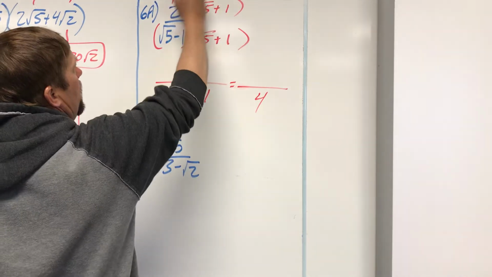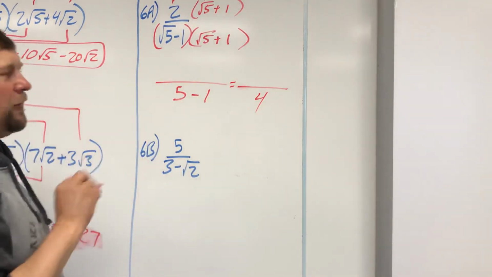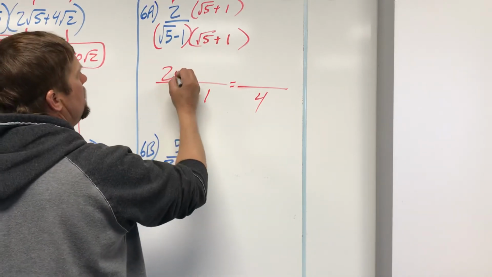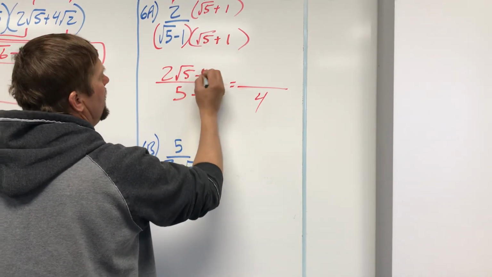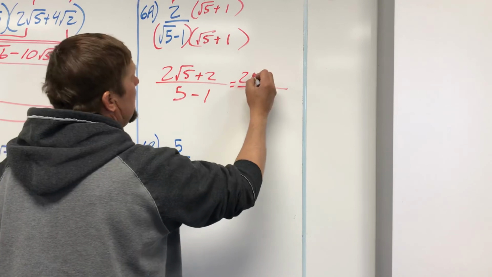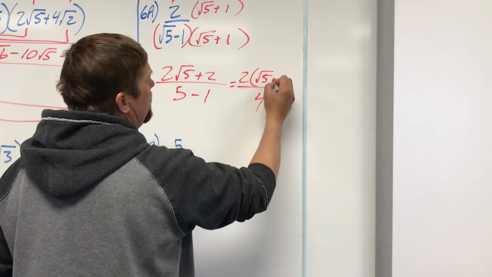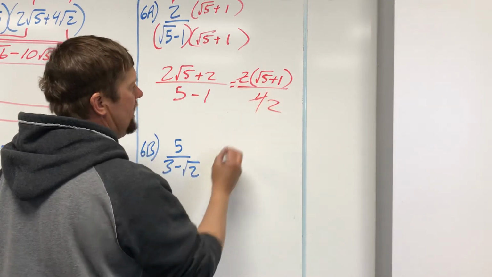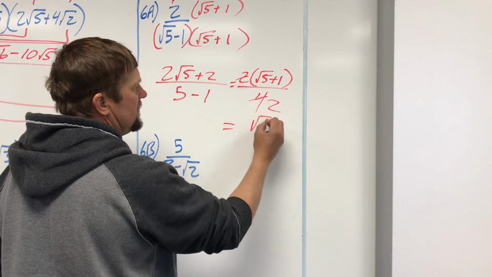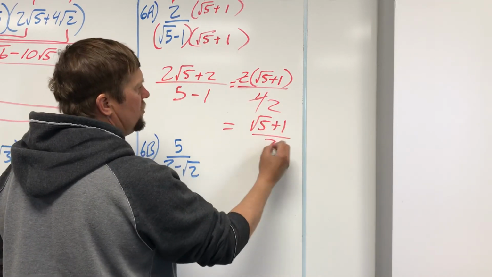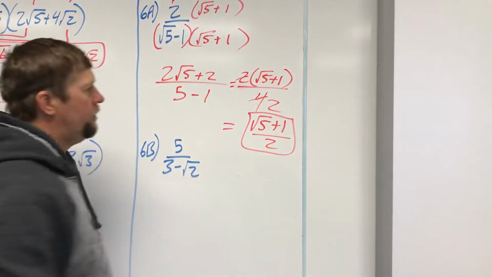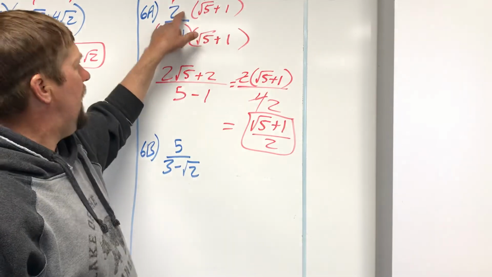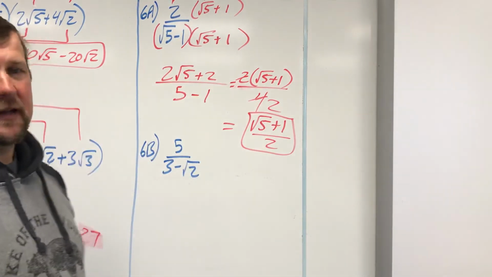The numerator I'm going to distribute. Now, the only problem with this, I don't necessarily need to distribute, because if I left 2 square root of 5 plus 2 by not distributing, the 2 actually goes into 4 twice. So my final answer is the square root of 5 plus 1 over 2. So I have a factor in the top that's the same as a factor in the bottom. I can cancel those.